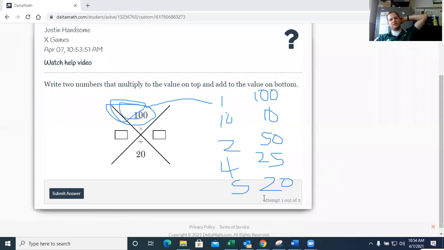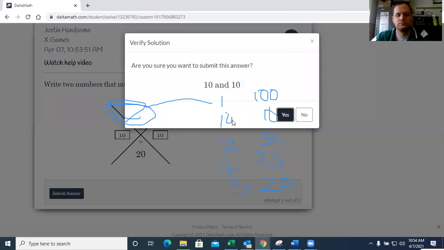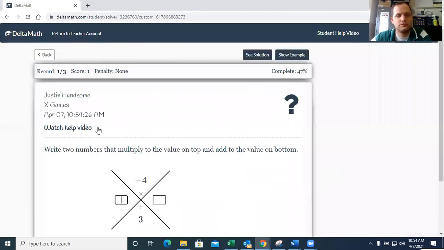Which of those add up to be 20? Well, 10 and 10 do. So my answer is 10 and 10. Ta-da.